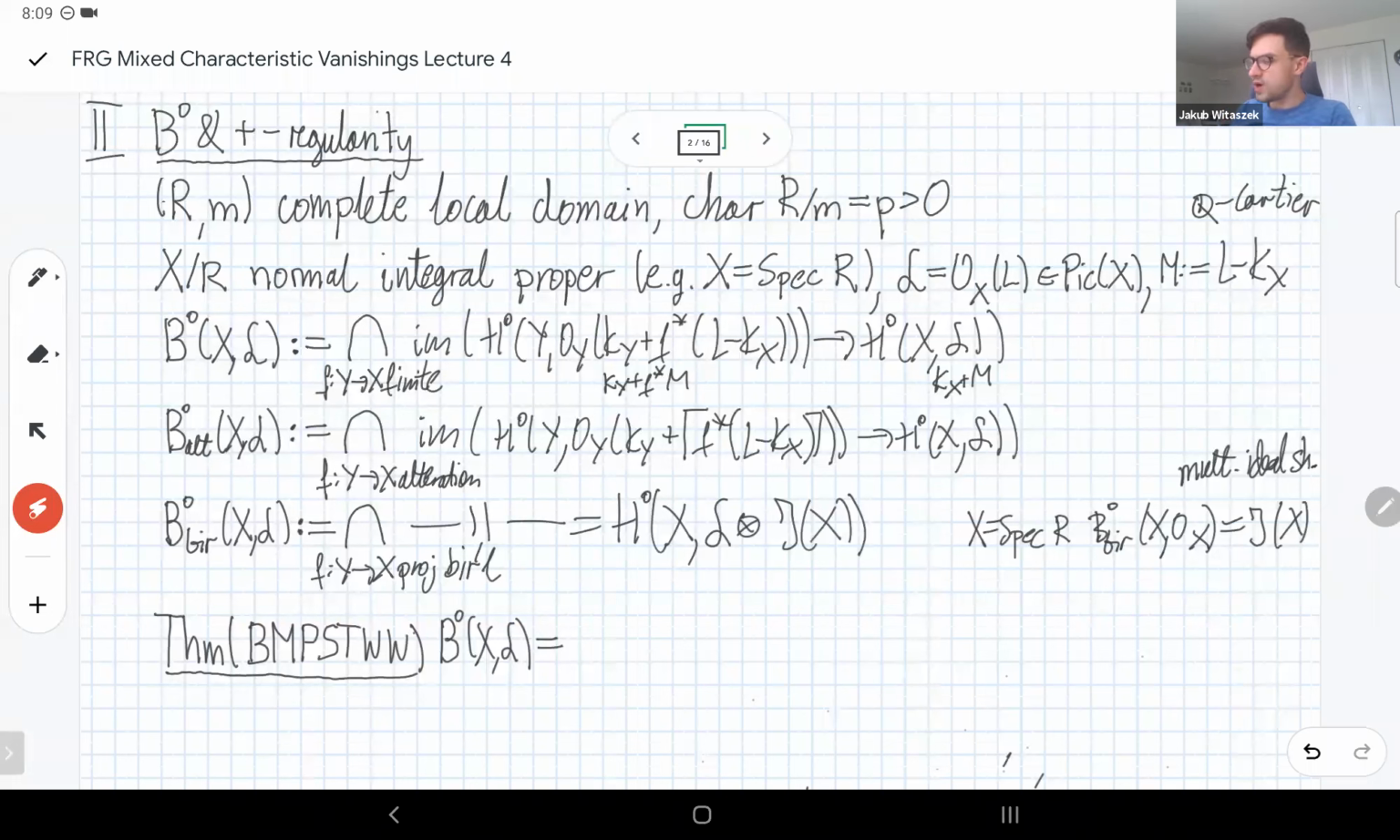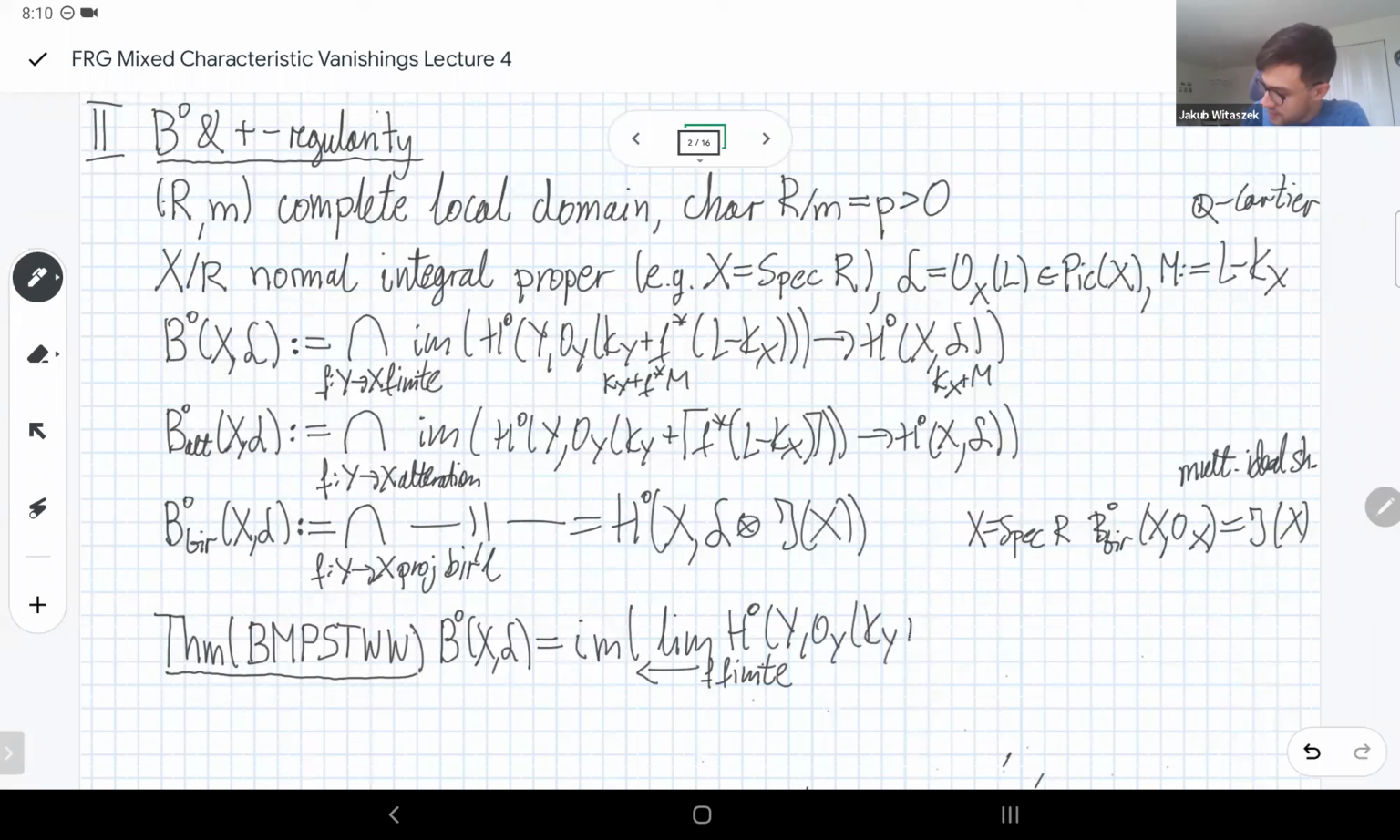So in a way, this definition of B^0 is very hard to work with because it's an infinite intersection. And moreover, if we pick a section in B^0, it's an image under the trace maps of some element on finite covers, but we do not insist that these sections are in a way related. So in fact, what we show is that this B^0 is equal to, where we can swap the image with the intersection, the image of the limit over all f finite of this H^0(Y, O_Y(K_Y + f^*M)). And we look at the image of this limit inside H^0(X, L).